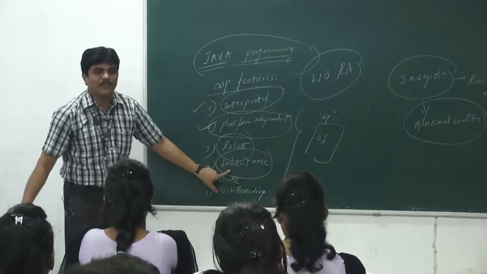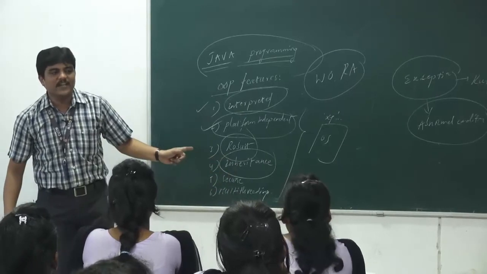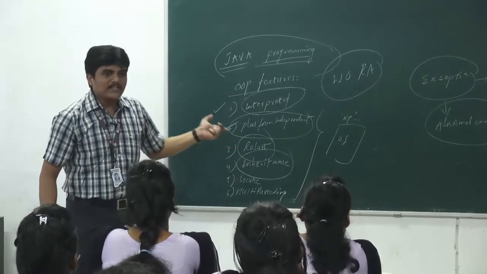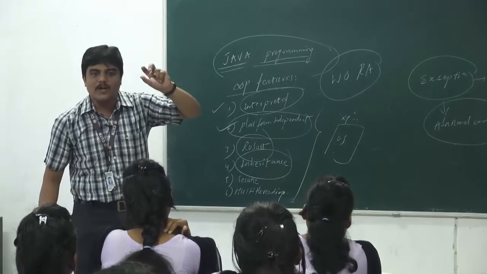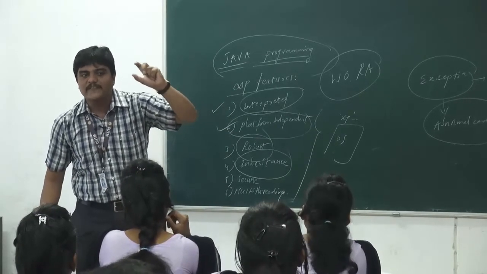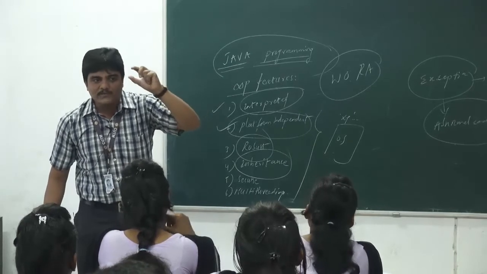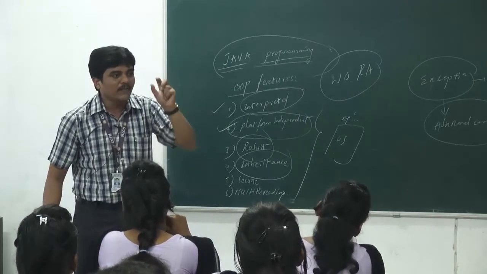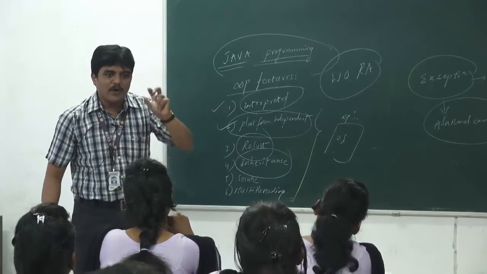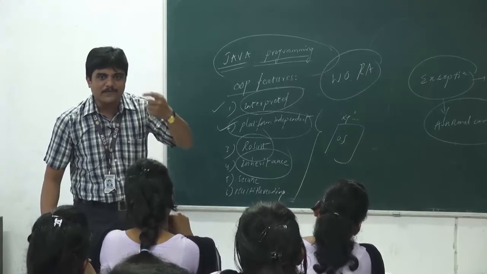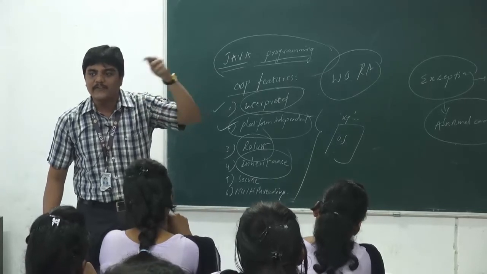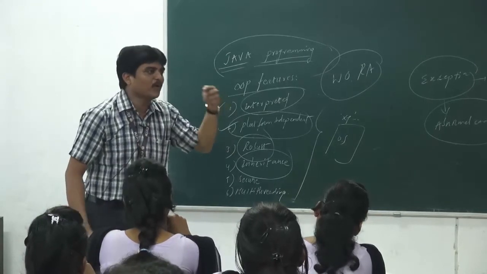Okay, next one is inheritance. This is also one of the important features. What do we mean by inheritance here? In Java programming, one important feature is reusability of code. Reusability of code is one of the most important features of Java. What do we mean by reusability of code? It means we can use the same code any number of times in our program without redefining the same code.